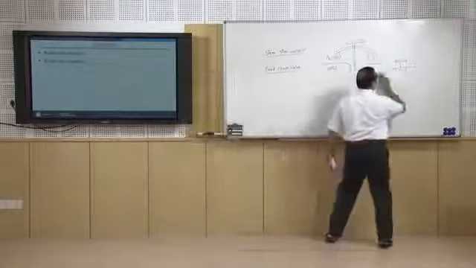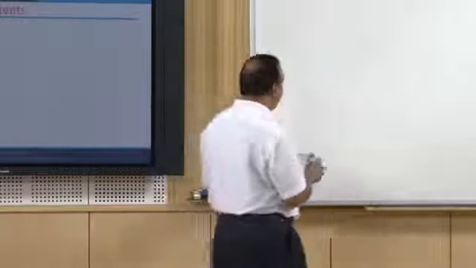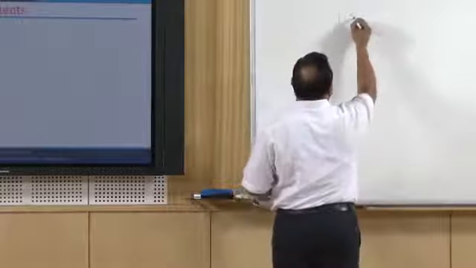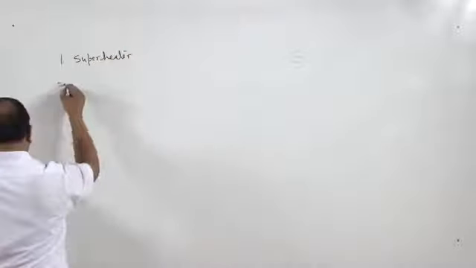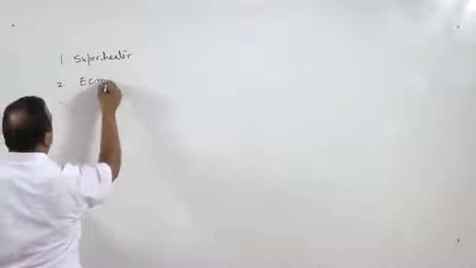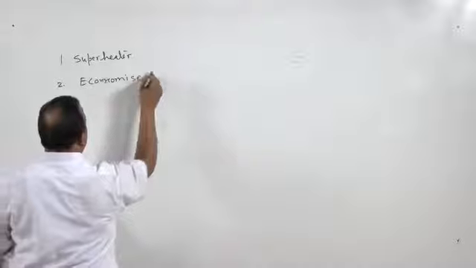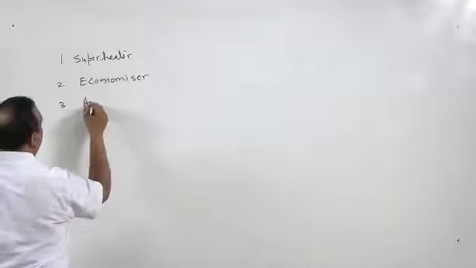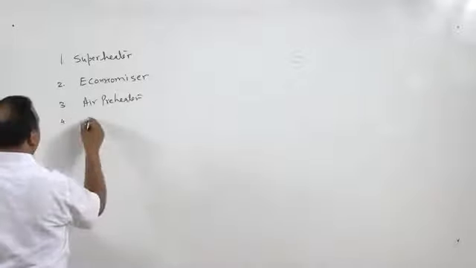After this, we will take up the accessories in the boiler. Nowadays accessories in boilers are necessary, because we want to have higher efficiency of the boiler. If you want to attain higher efficiency, accessories are necessary, and the accessories are: number 1, superheater; number 2, economizer; number 3, air preheater; and number 4 is steam trap.